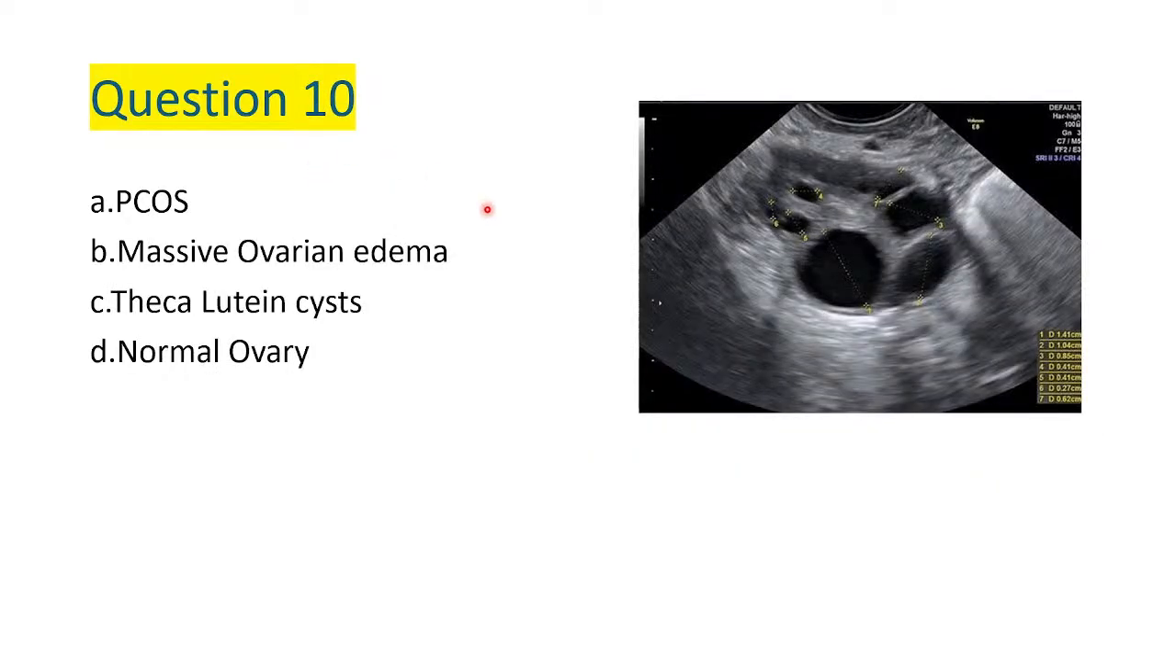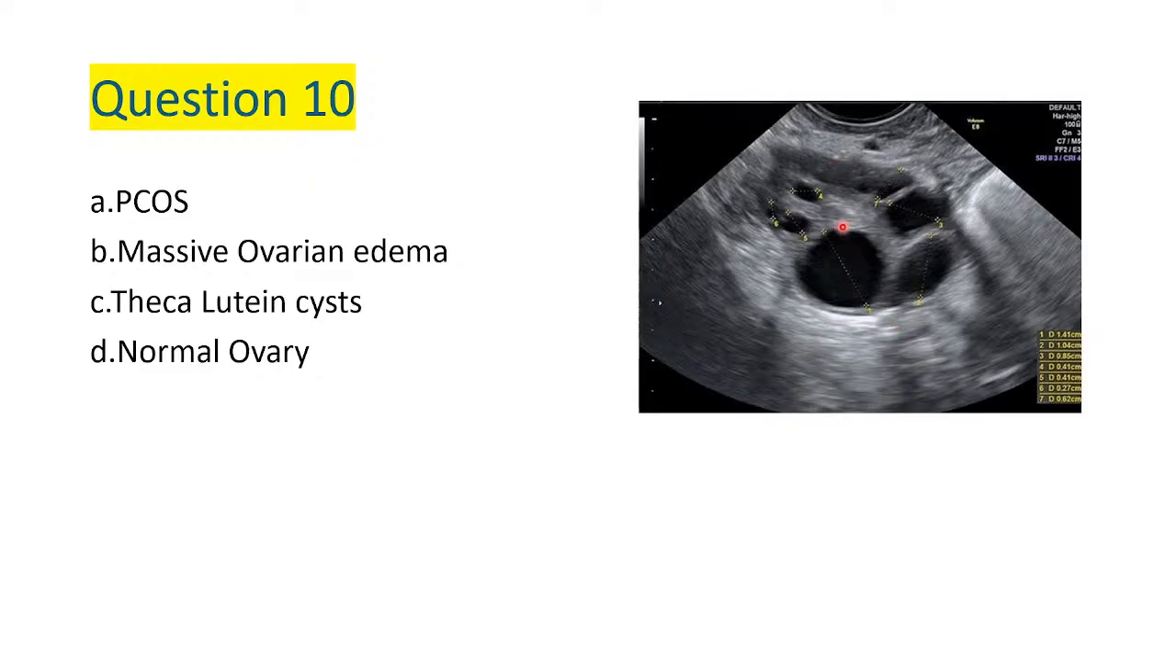So question number 10. So here, what do we have here? PCOS, no, there's no sign of polycystic ovarian syndrome because the follicles are not as many on the peripheries. These ones are just very few. At the same time, massive ovarian edema, there's no sonographic sign of massive ovarian edema. Theca lutein cysts, there are no sonographic signs of theca lutein cysts.